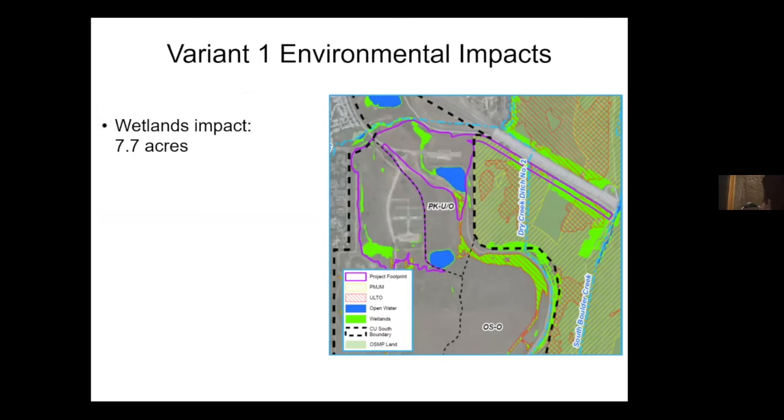They include 7.7 acres of wetlands impacts, and the wetlands are shown in light green. For example, there's one here just above the key on the map. There's a few over here on the right-hand side by South Boulder Creek.